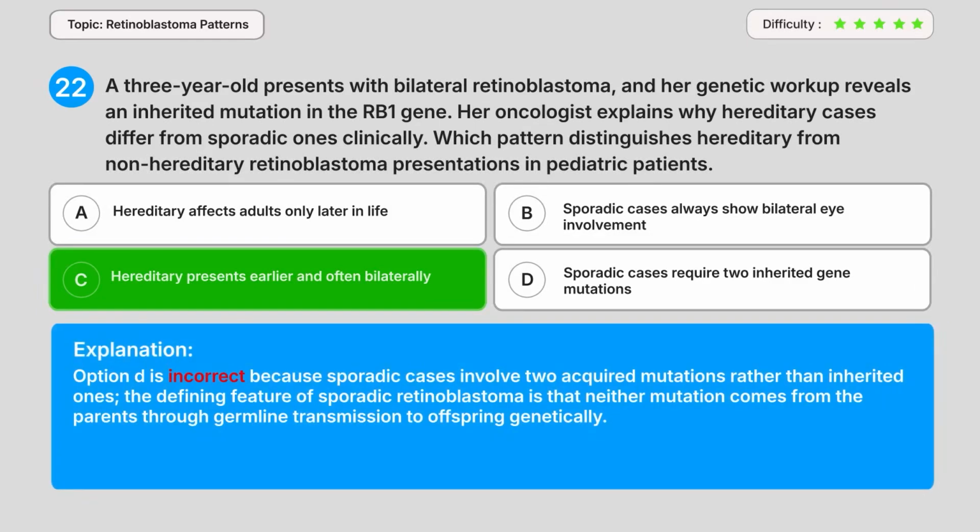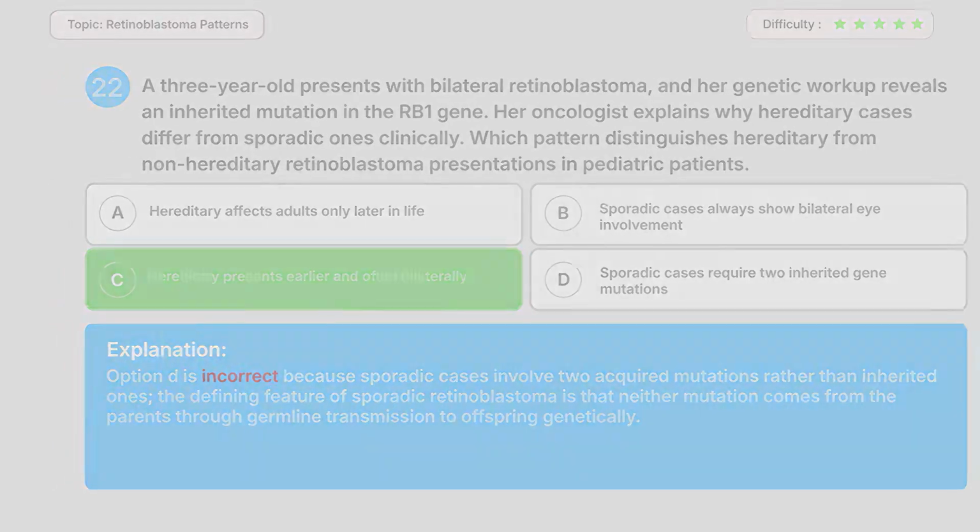Option D is incorrect, because sporadic cases involve two acquired mutations rather than inherited ones. The defining feature of sporadic retinoblastoma is that neither mutation comes from the parents through germline transmission to offspring genetically. Hereditary retinoblastoma gives us the perfect window into how two-hit genetics plays out in real children.